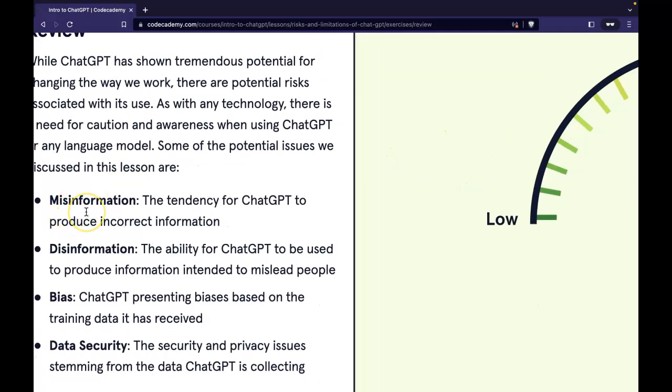That's misinformation. Disinformation would be the ability for ChatGPT to be used to produce information intended to mislead, like propaganda. We got bias. ChatGPT will present biases based on all the training data it has received. And data security, the security and privacy issues that stem from giving ChatGPT sensitive data.